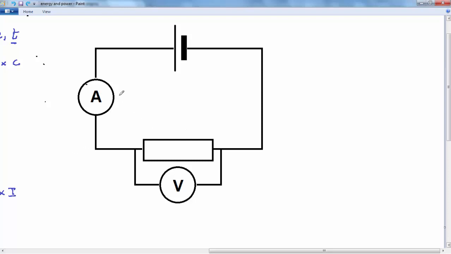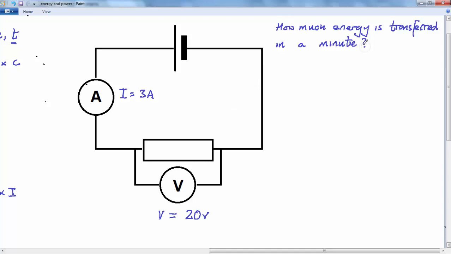Okay, let's just consider a simple problem. Supposing that we've got the circuit like this and we measure that the current flowing through the circuit, I, is equal to 3 amps. And then we measure the electrical potential difference across the resistance, and we find that the voltage V is equal to 20 volts. And we want to calculate how much energy is transformed, say, in 1 minute. Well, as we've just seen, we can say that the energy is equal to the voltage multiplied by the current multiplied by the time in seconds.